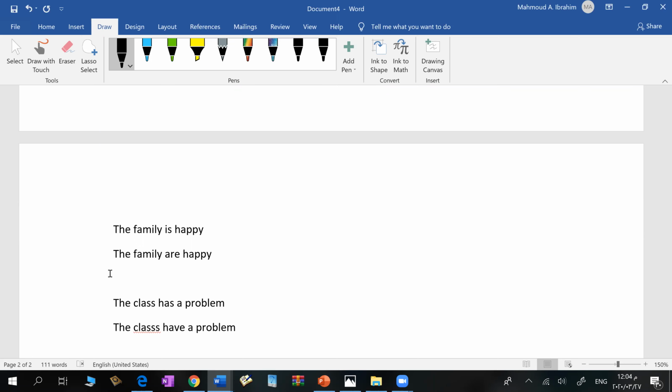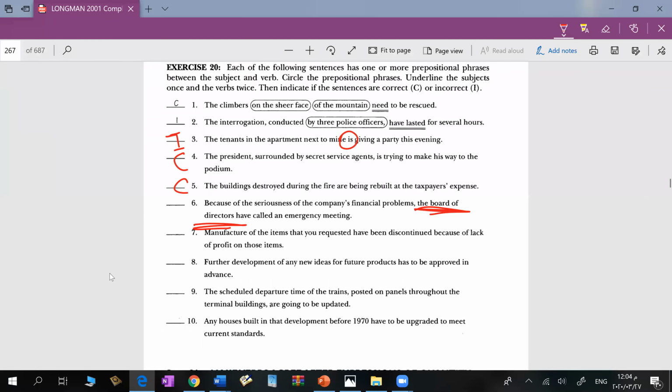Okay. The board of directors, it's only one board. It's only one board. مجلس الإدارة. It's only one board. So it can be "has", but you can also say boards of directors are people, the members of the board of directors. So this can be correct and this can be incorrect. Depends on what you mean.